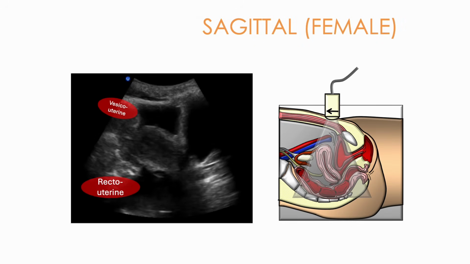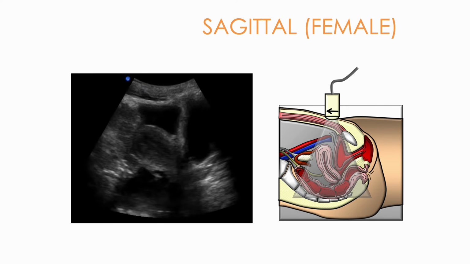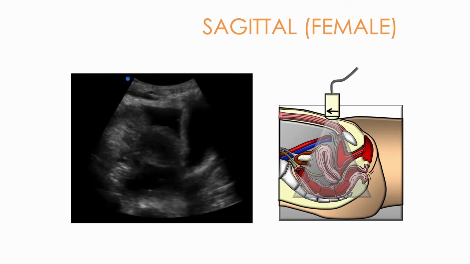In this video, note the free fluid seen in the vesico-uterine space and the recto-uterine space, which is also known as the pouch of Douglas.